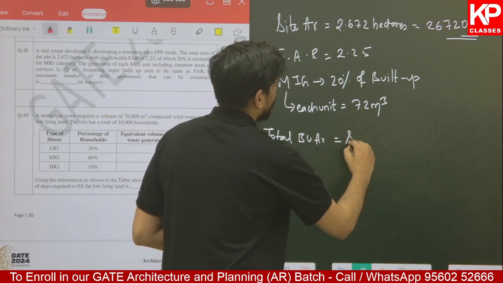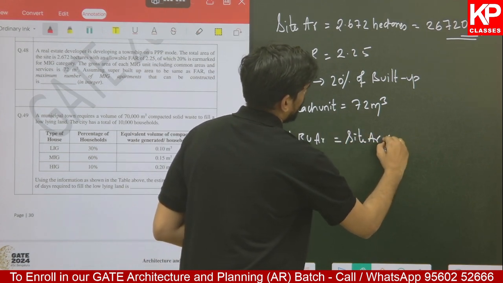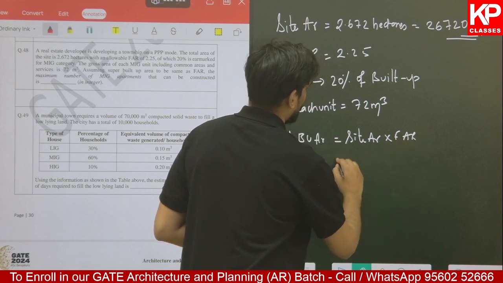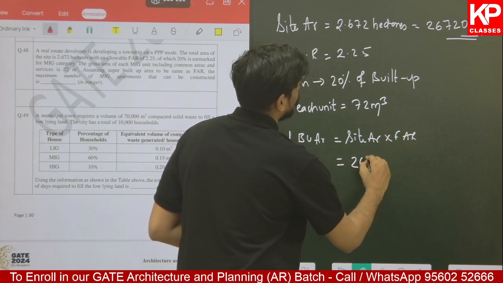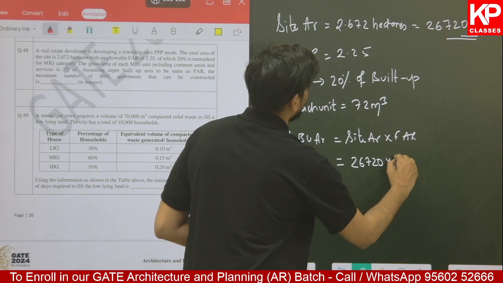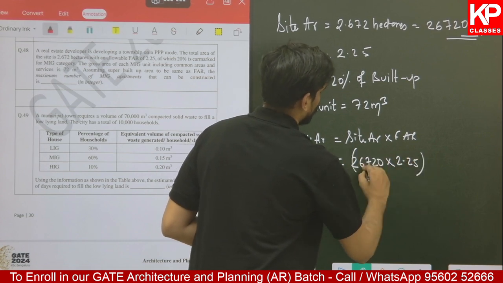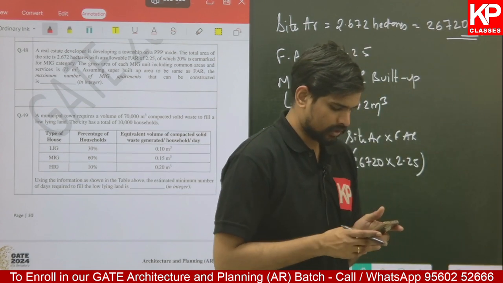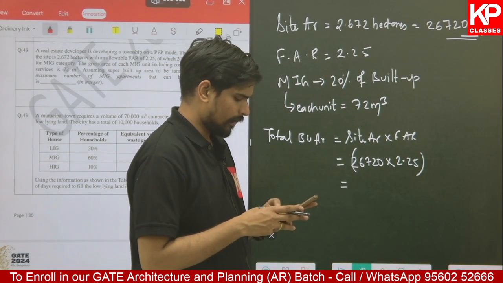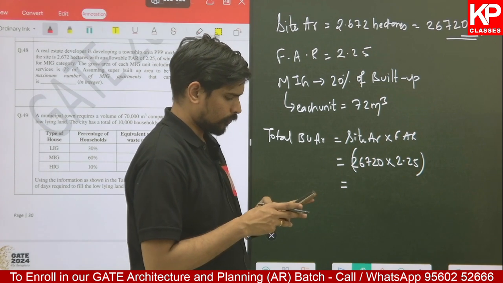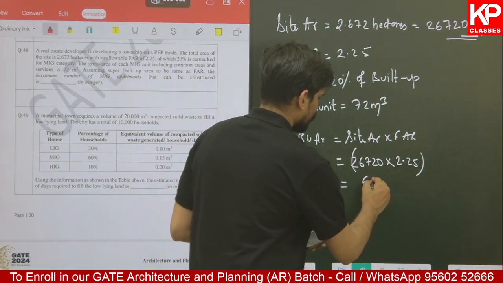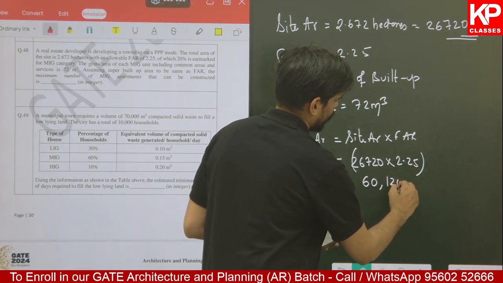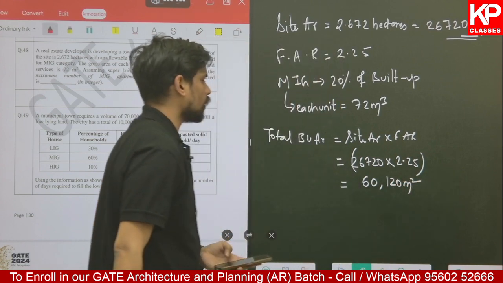So for that, firstly, what is the total built up area? It is site area multiplied by the floor area ratio, FAR. Site area is 26,720, FAR is 2.25. So this will give us the total built up area. How much is it coming out to be? You can use your calculators for the calculation part. 26,720 into 2.25 is coming out to be 60,120 square meter. That's the total built up area.